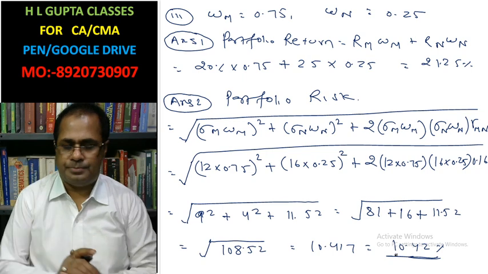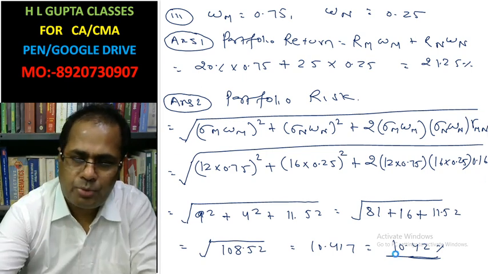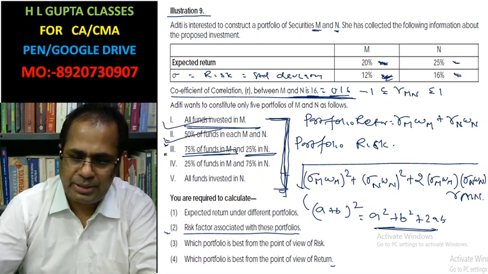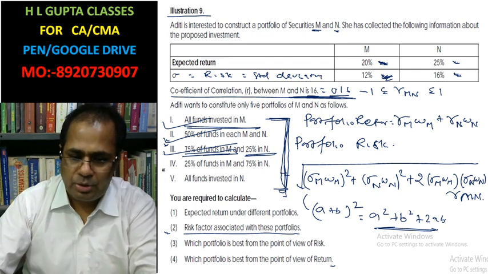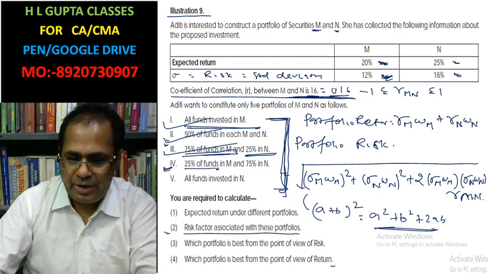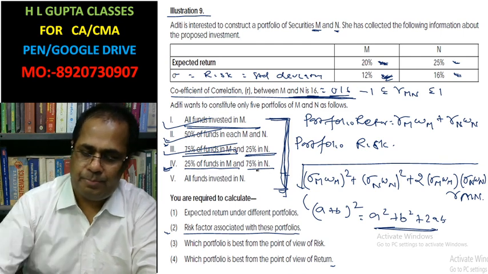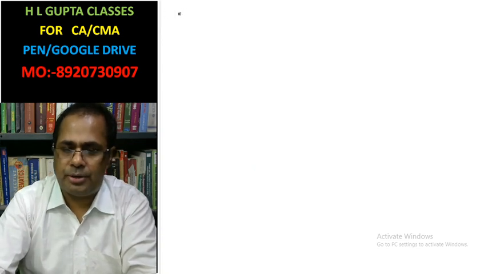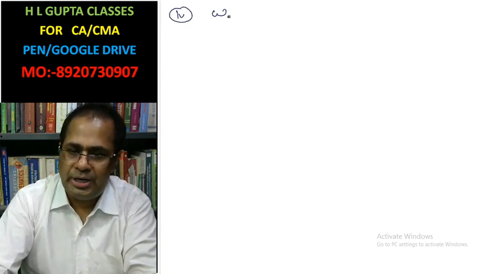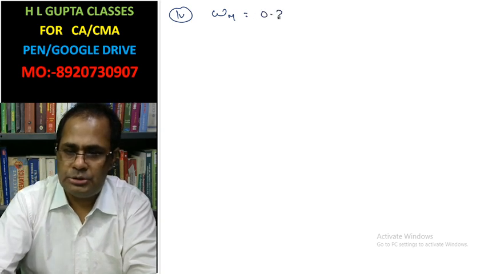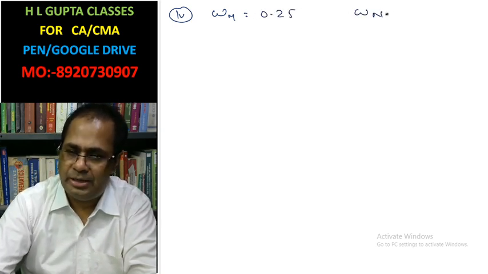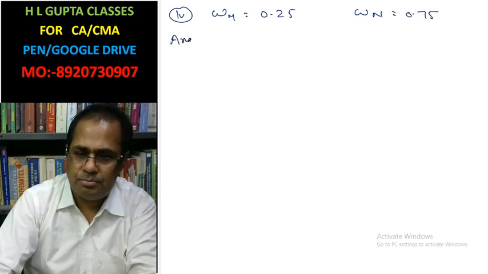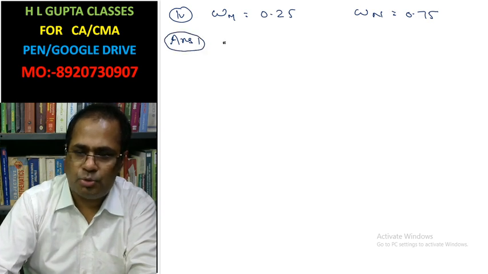Okay. Now you have completed this part, you have completed this weight. Now you have to calculate the fourth weight: 25% of M, 75% of N. Now the fourth part, fourth weight, weight M 0.25, weight N 0.75. Answer of first part, that is portfolio return.